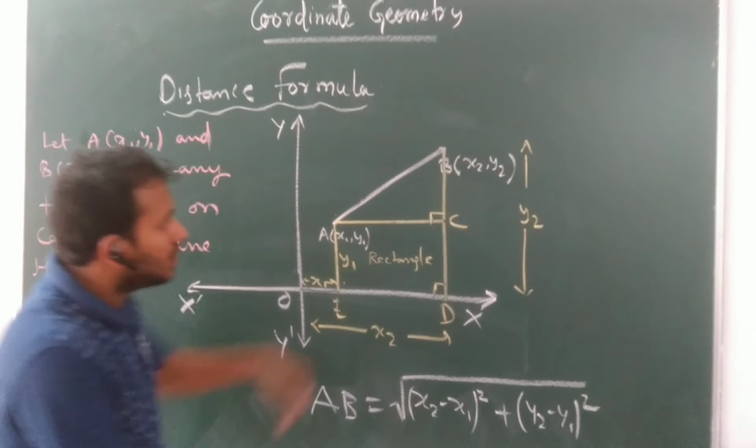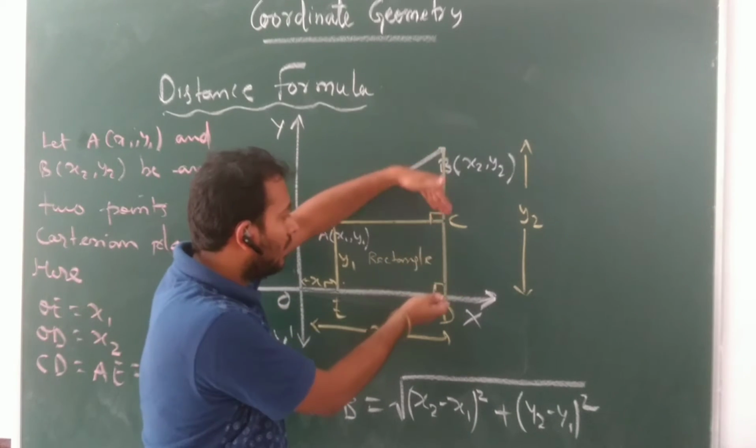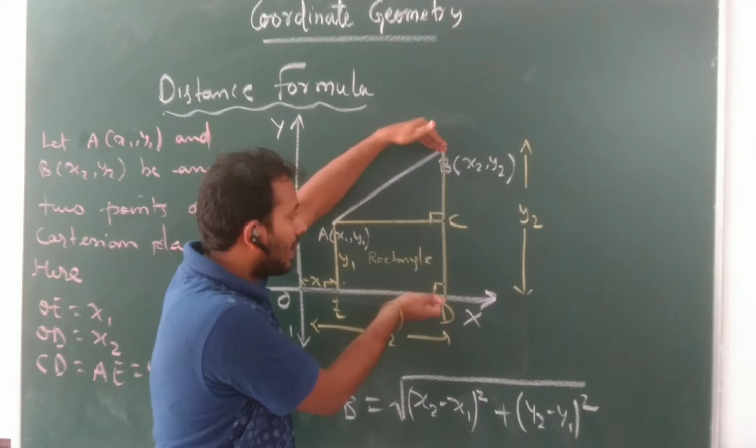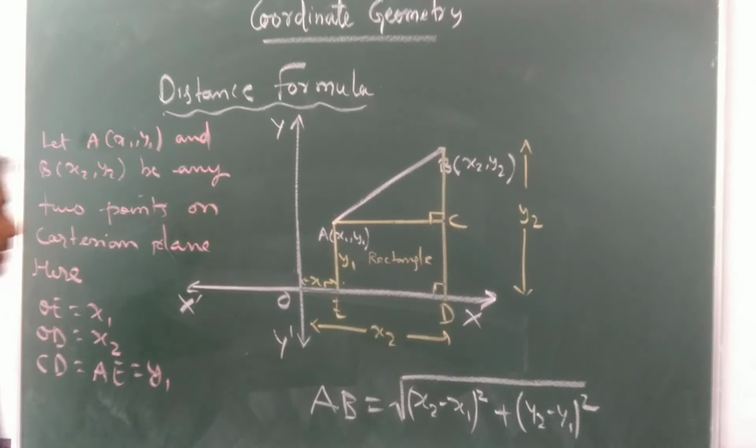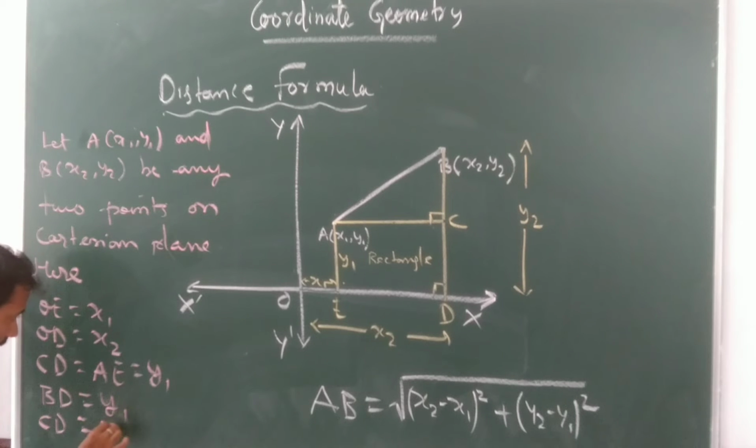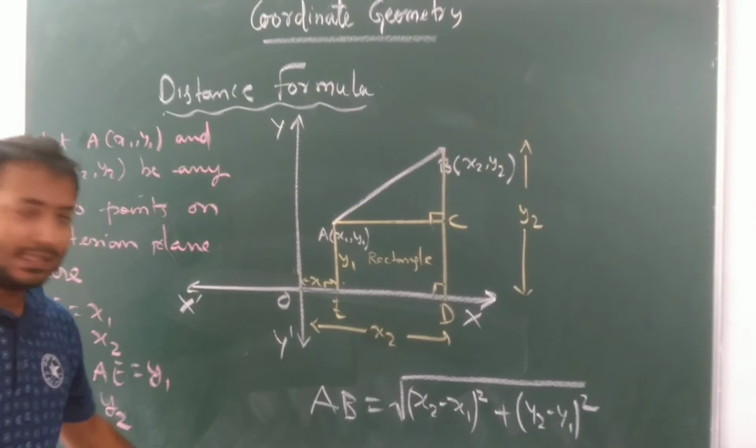Next, our target is BC. We find CD first, and then we subtract BD minus CD, and we get BC. So BD is our Y2, and CD is AE, which we have already written here as Y1.